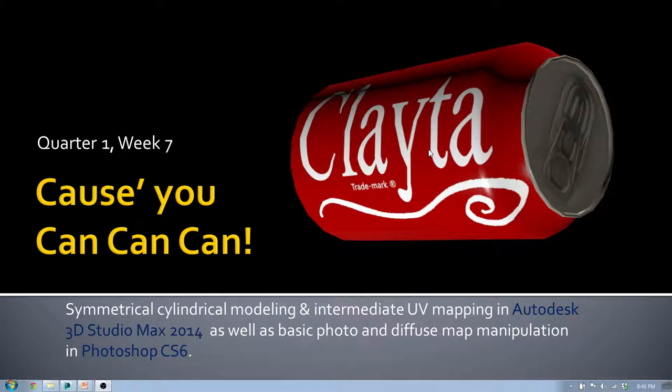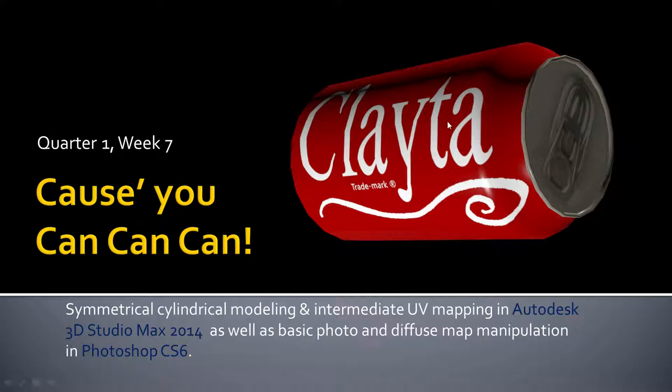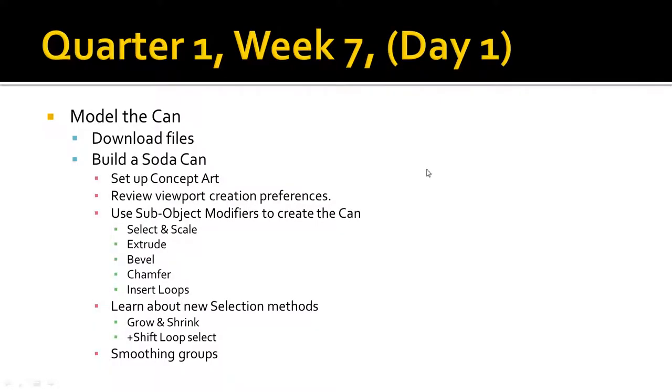Now, this is our first day, so we are going to focus today on modeling the can. And so we're going to talk about downloading the files that we need to build the can. We're going to actually start building the soda can using concept art. We're going to review how we create the initial cylinder and what frame we do that in. And we're actually going to model the can using select and scale, extrude, bevel, chamfer, insert loops, etc.